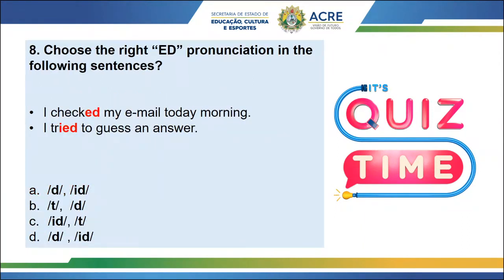And the last one: choose the right ed pronunciation in the following sentences. I checked my email this morning. I tried to guess an answer. The correct answer is letter B, okay? I checked and I tried, okay?